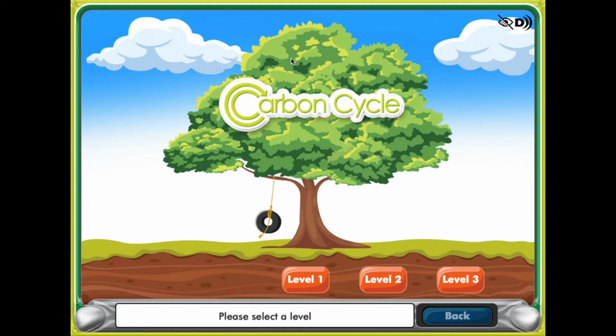Welcome to the carbon cycle simulation. This simulation investigates the amount of carbon stored in various trees. The simulation has 3 levels.